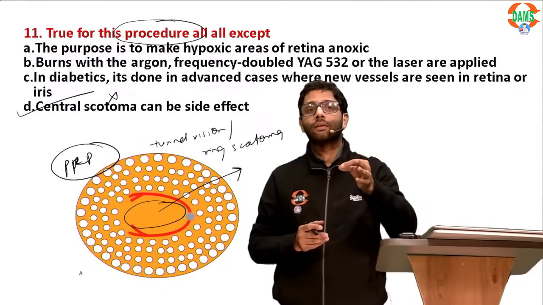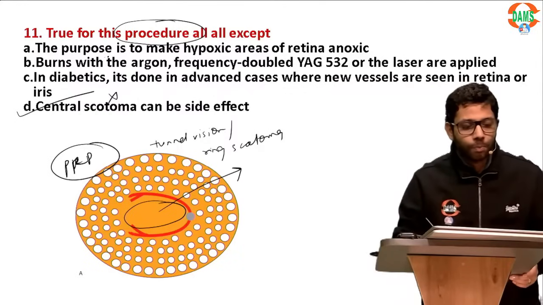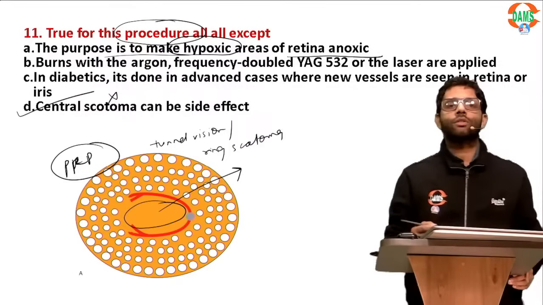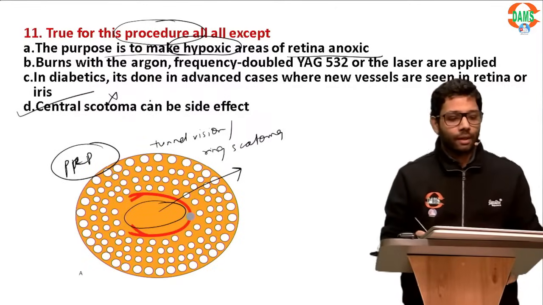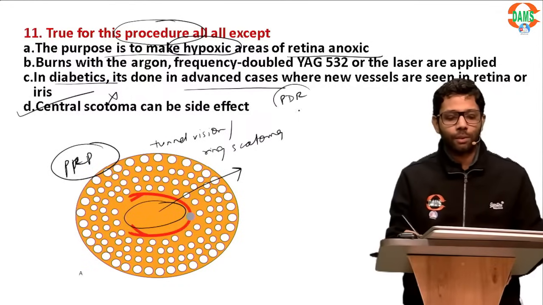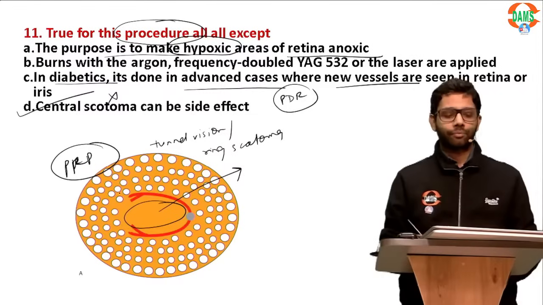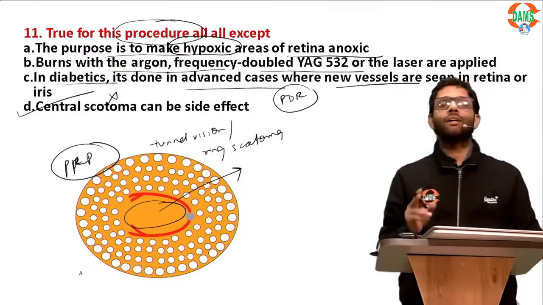Anti-epileptic: vigabatrin. Let us see one by one. Why do you do pan-retinal photocoagulation? You have to destroy the hypoxic area, make it anoxic so that VEGF is not produced, because VEGF is produced by hypoxic tissue. It is done in advanced cases of diabetes, from the proliferative stage of diabetic retinopathy where new vessels are there. And you use argon and Nd:YAG 532.